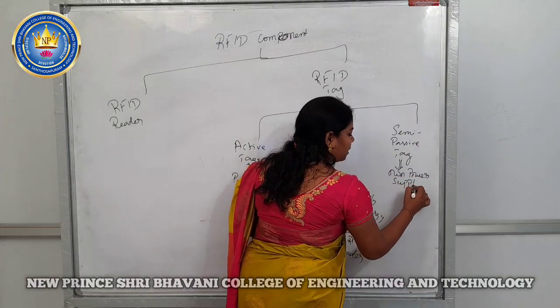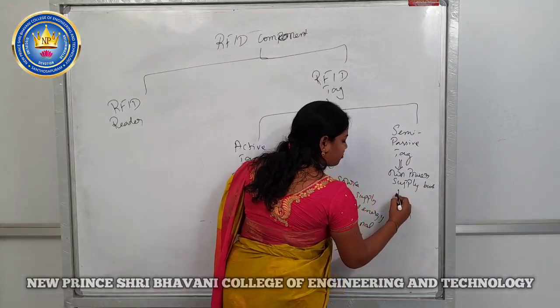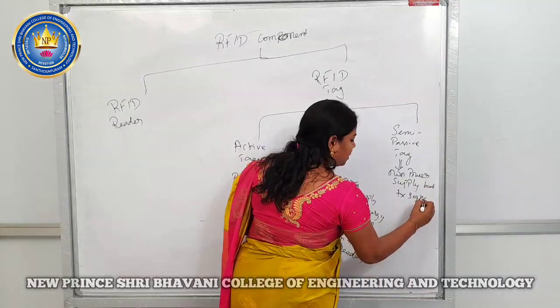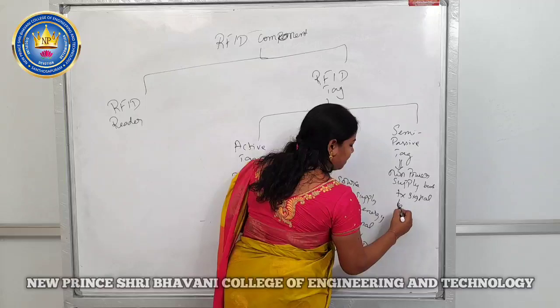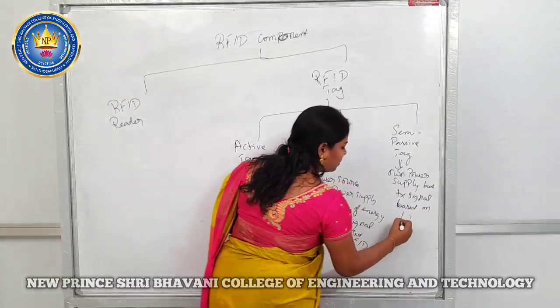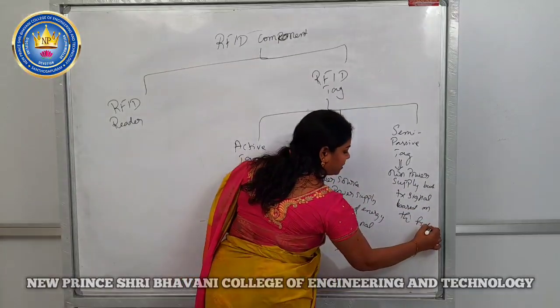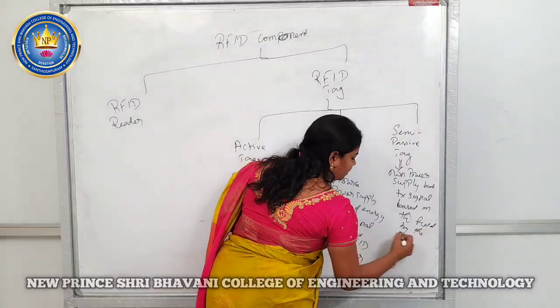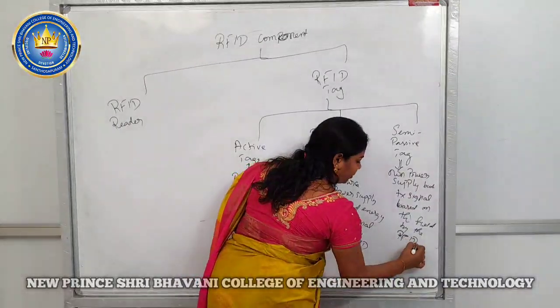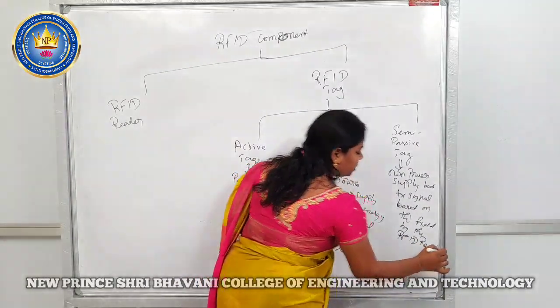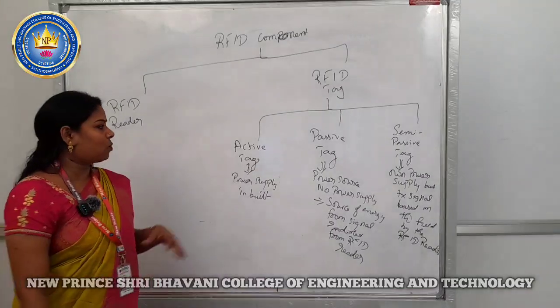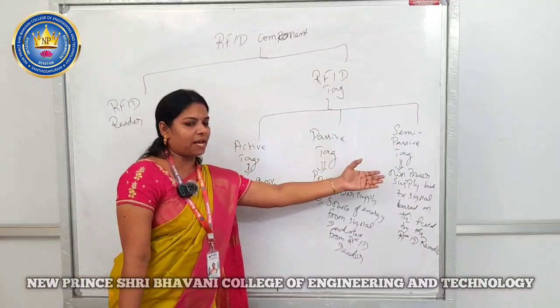but the signal will be transmitted based on the field excited by the RFID reader. So these are the types of RFID tag: active, passive, and semi-passive.